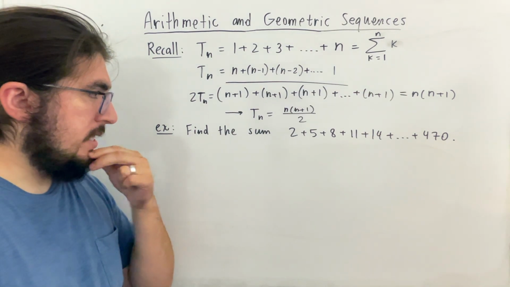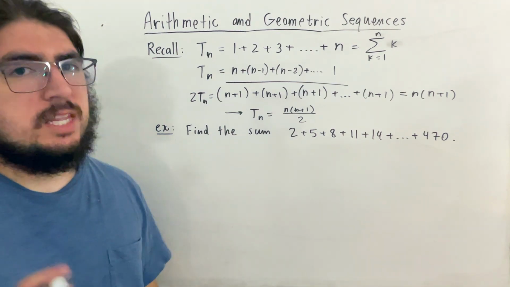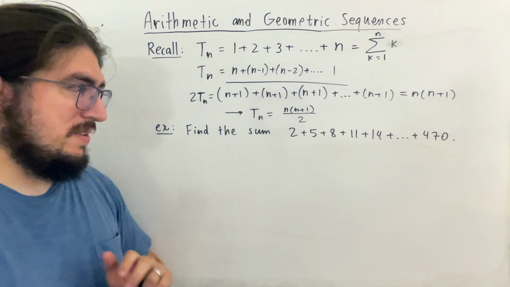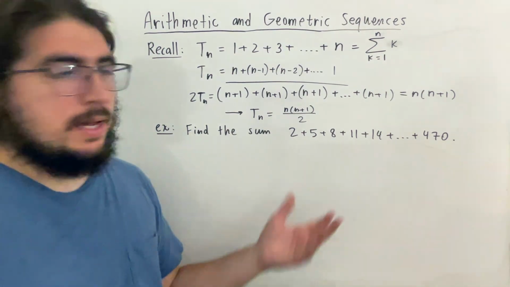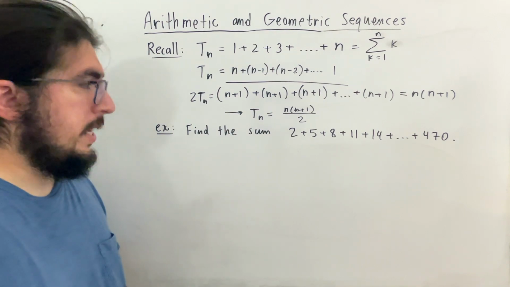And if you wanted to find this sum, for example, you do the same thing, just write it in the reverse order. The only issue is you need to know how many terms there are, and we don't know that. I haven't shown how to do that yet. There are a few ways.